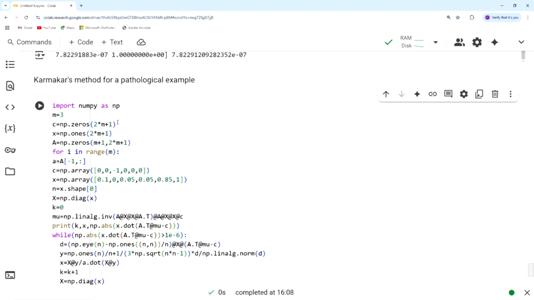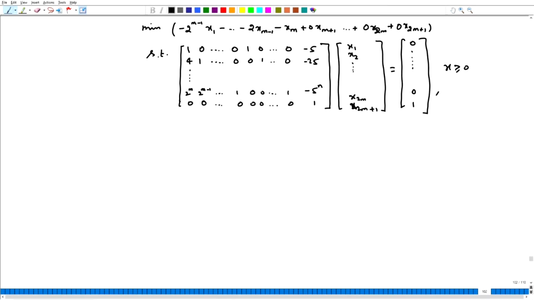So, for C, please note that x1 to xm has some values, but after that it is zeros, right. So, I do not have to change. Please note this. A matrix is fine. So, your C matrix is minus 2 power m minus 1, minus 2 power m minus 2, minus 2 power m minus 3, dot dot dot, minus 2, minus 1, and then you have zeros, right. So, this is m plus 1 zeros, and this is m value. This m plus 1 zeros can be left out as such and I will just code for the others.